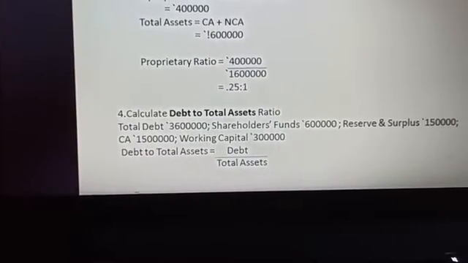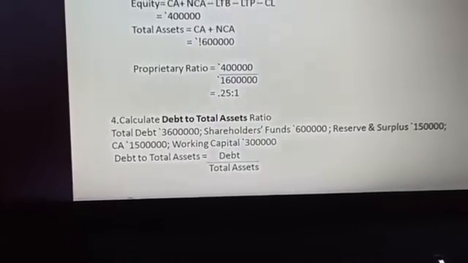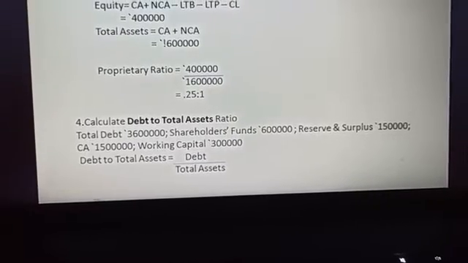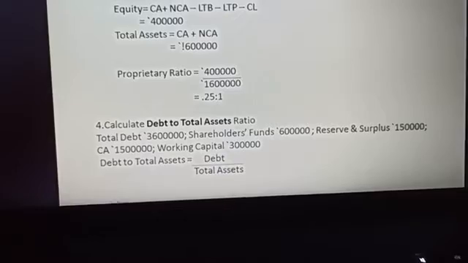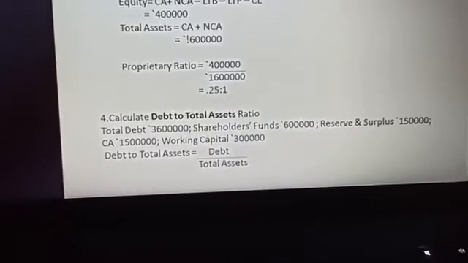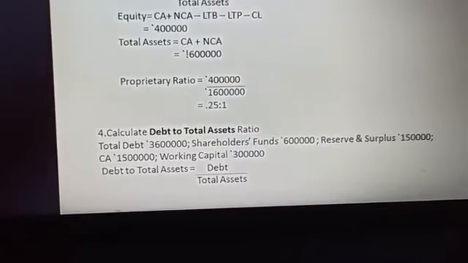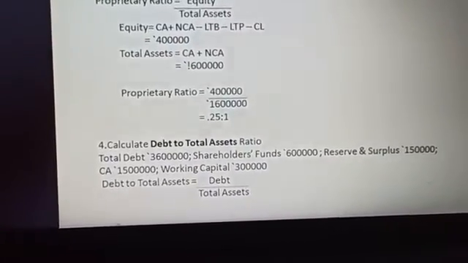Number 4, we are asked to calculate debt to total asset ratio. Total debt is given 36 lakh. Shareholders' fund is given 6 lakh. Reserve and surplus is given 1,50,000. Current assets is given 15 lakh. And working capital, that is current assets minus current liability, is given 3 lakh. We have to calculate debt to total assets. So debt divided by total assets.